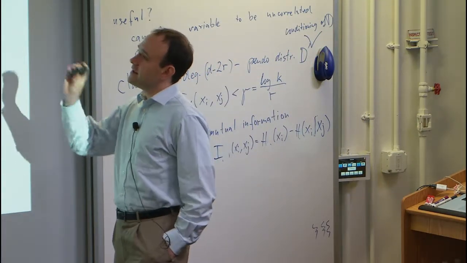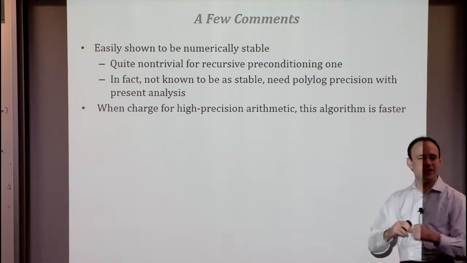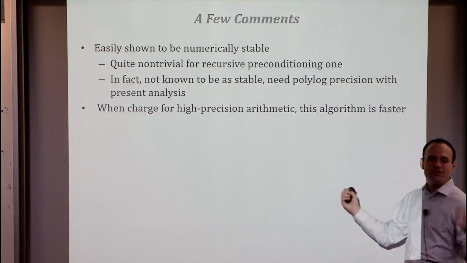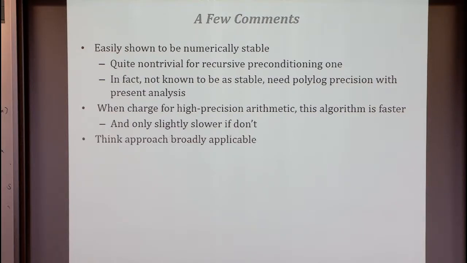It's going to be a completely easy analysis here. When you charge for high precision arithmetic, and pretend that you don't get to talk to Richard offline, this would then, I think, win in the model where you get charged for doing arithmetic with actual words. It's a little slower if you don't, an extra log factor or two slower. I also think the approach is broadly applicable. What we're going to do is open up the black box of the solver. Instead of just recursively preconditioning things and looking at the high-level numerics, we're going to actually open everything up.